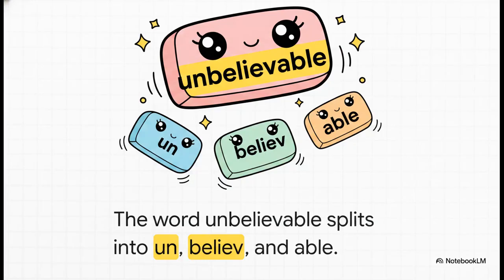To really drive it home, throw out a real-world example. Take the word unbelievable. A subword tokenizer splits that into 3 distinct fragments: un, believe, and able. By explaining that, you prove to the recruiter that you actually know how these algorithms are operating under the hood.